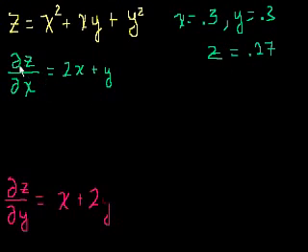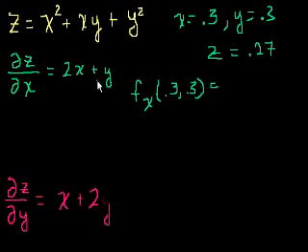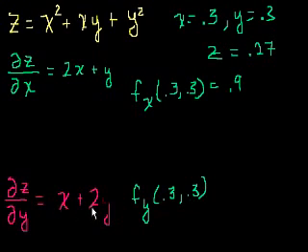So what is the partial of z with respect to x at that point? Or we could write f sub x at the point x is equal to 0.3, y is equal to 0.3. It equals, we figured that, 2 times 0.3 is 0.6 plus 0.3. That's equal to 0.9. So the slope in the x direction at that point is 0.9. And then if we take the partial with respect to y at that same point, 0.3 plus 0.6, that's also equal to 0.9.